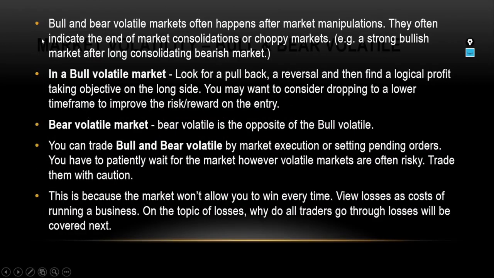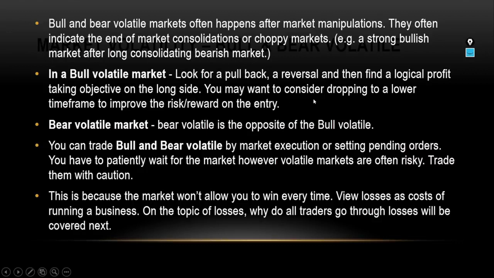As we've been saying, guys, bear and bull volatile markets often happen after manipulations. As you guys can see, I said that they happen after consolidation. They often indicate an end of market consolidation or choppy markets, like a strong bullish market after a long consolidating bearish market. I'm going to show you as well in an illustration. In a bull volatile market, look for a pullback, a reversal, and then find a logical profit objective on the long side. You're going to see what I mean by that.